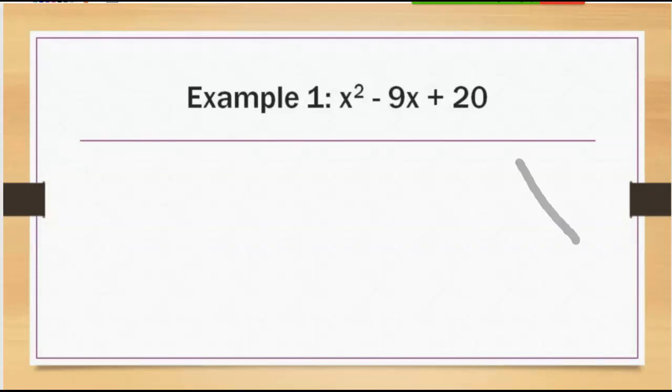So you need factors of positive 20 that sum to negative 9. Since the last term is positive and the middle term is negative, both factors are negative. So that's 5 and 4.